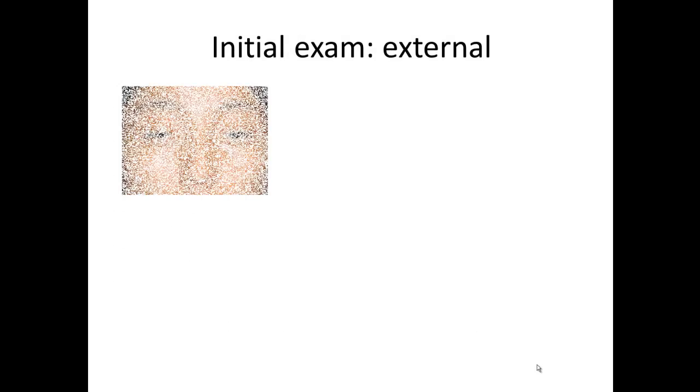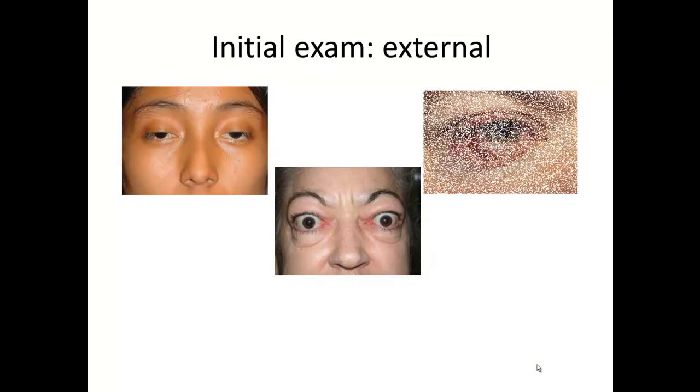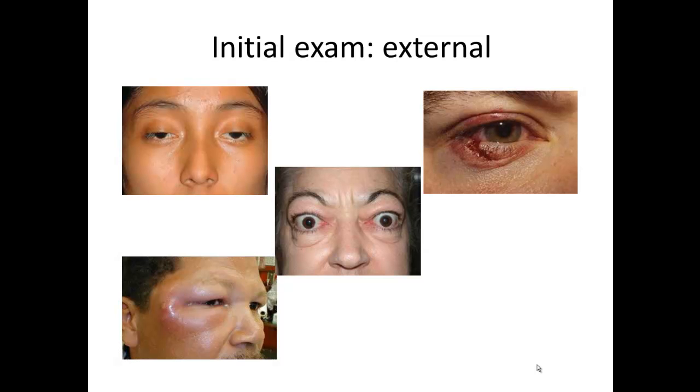So just starting off, external exam, you want to look for things like ptosis or exophthalmos. Somebody might have a laceration. It looks like this individual, you could describe that as a 3 to 4 millimeter laceration on the lateral aspect of the lower lid that violates the lid margin. Looks like there's some ecchymosis of the upper lid as well, and some surrounding edema and ecchymosis of the lower lid. If you had bruising, you could say there's periorbital edema and ecchymosis.